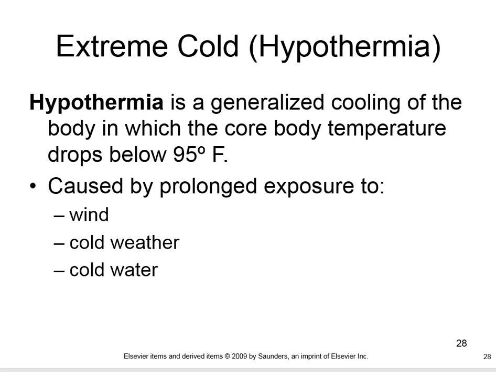Okay, then you have extreme cold, which is hypothermia. This is a generalized cooling of the body in which the core body temperature drops below 95 degrees Fahrenheit or 35 degrees centigrade. It's caused by prolonged exposure to wind, cold weather, or cold water. As the body temperature drops, the person experiences confusion, stupor, and unconsciousness. Severe hypothermia is less than 82 degrees Fahrenheit.